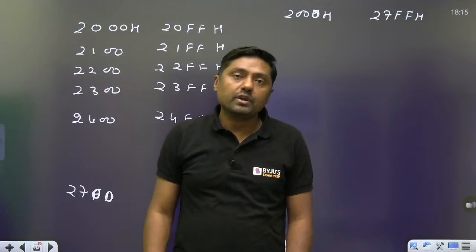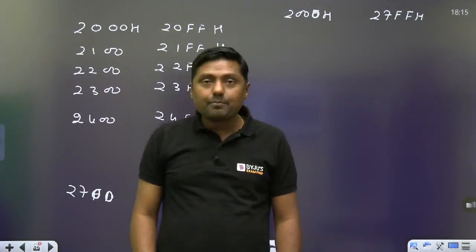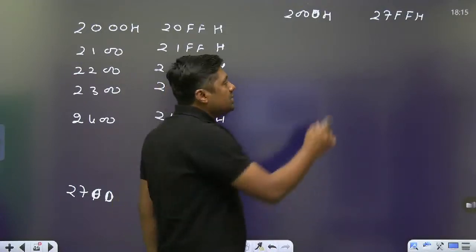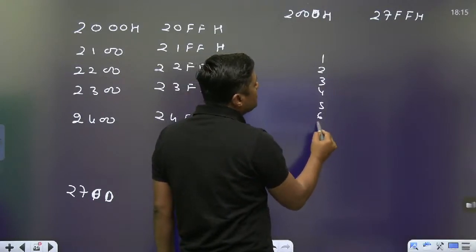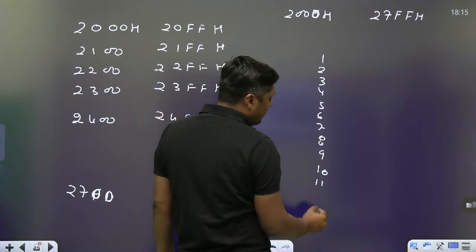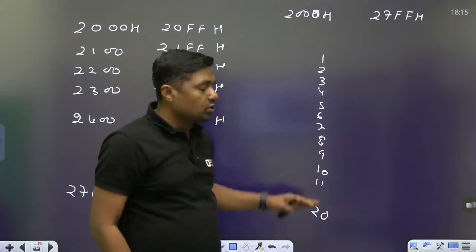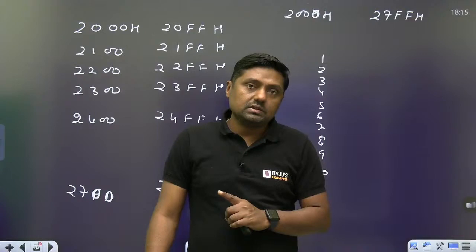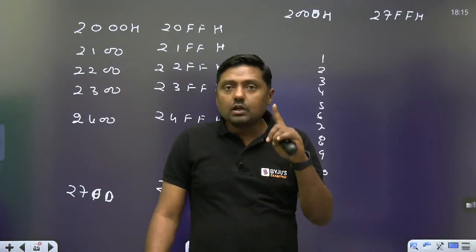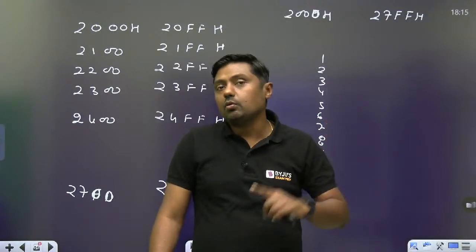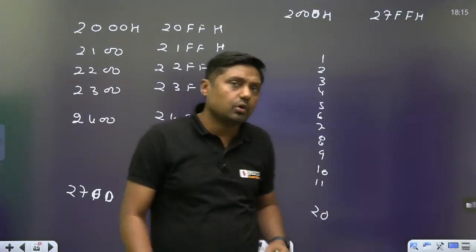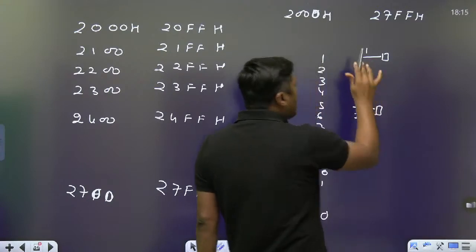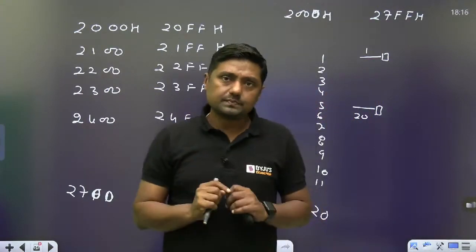All this range is used by that particular memory. Okay, it is like this: suppose in a class you have to give 20 roll numbers, from 1, 2, 3, 4, 5, 6, 7, 8, 9, 10, 11 up to 20, you have to distribute the total 20 roll numbers. If in your class total 20 students are there, then my dear friend, we will give roll number 1 to the first student, roll number 2 to the second student, roll number 3 to the third student, and roll number 20 to the 20th student, because we have 20 students and 20 roll numbers. So every student has a unique roll number.